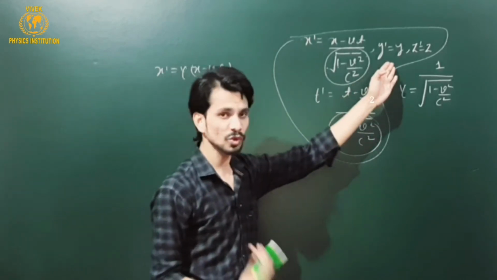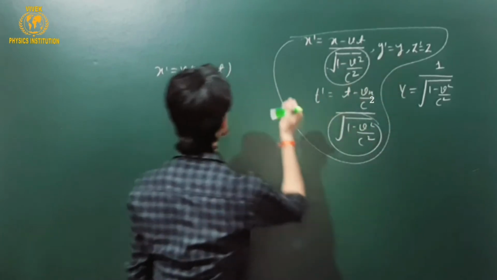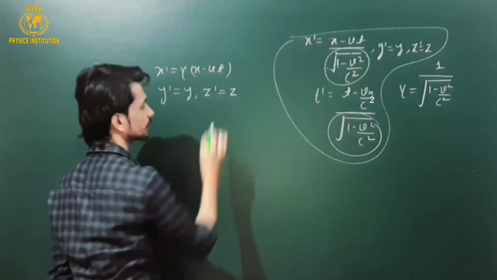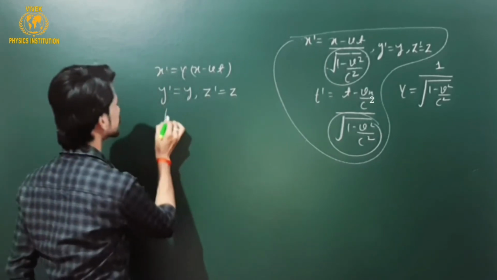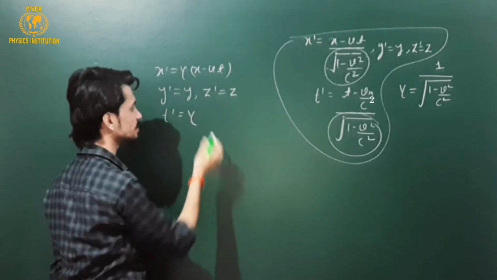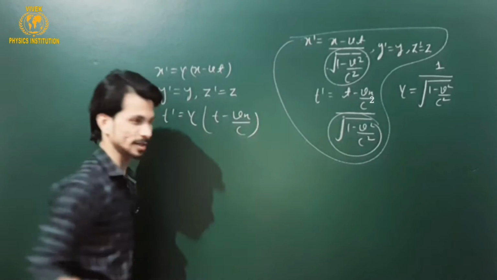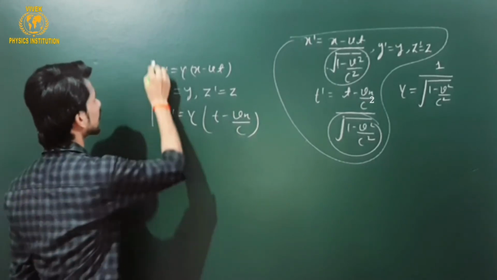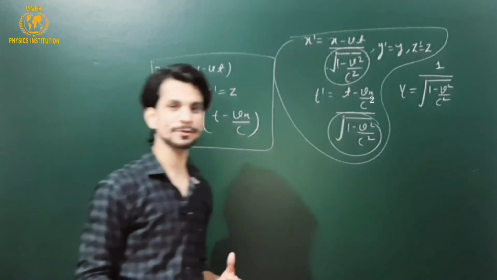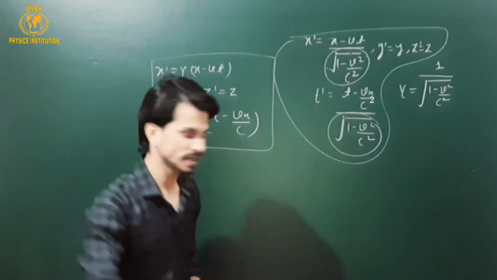Now there is no change in y dash because there is no common factor there, so this will be the same: y dash equals y, z dash equals z. But for t dash, again 1 upon this complete value becomes gamma, multiplied by t minus vx upon c square, right? So these are my new Lorentz transformation equations for the space-time coordinates of a particular point in a frame of reference.